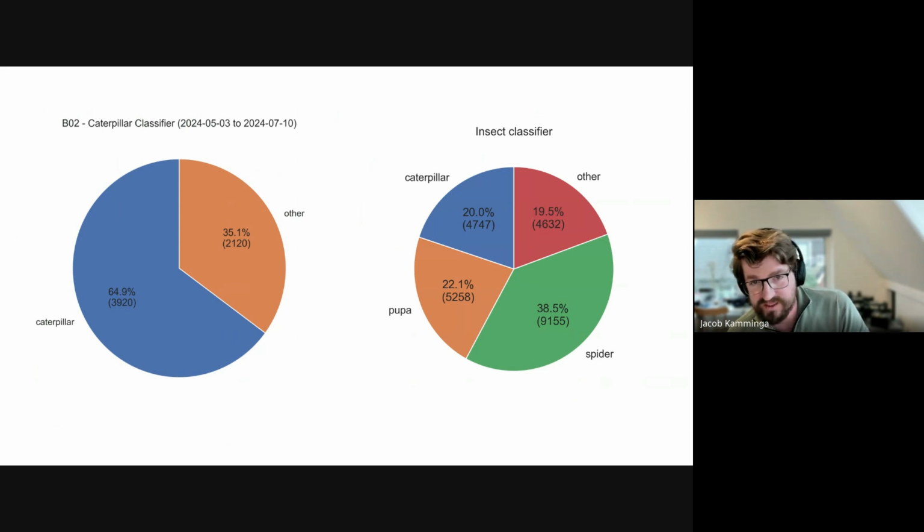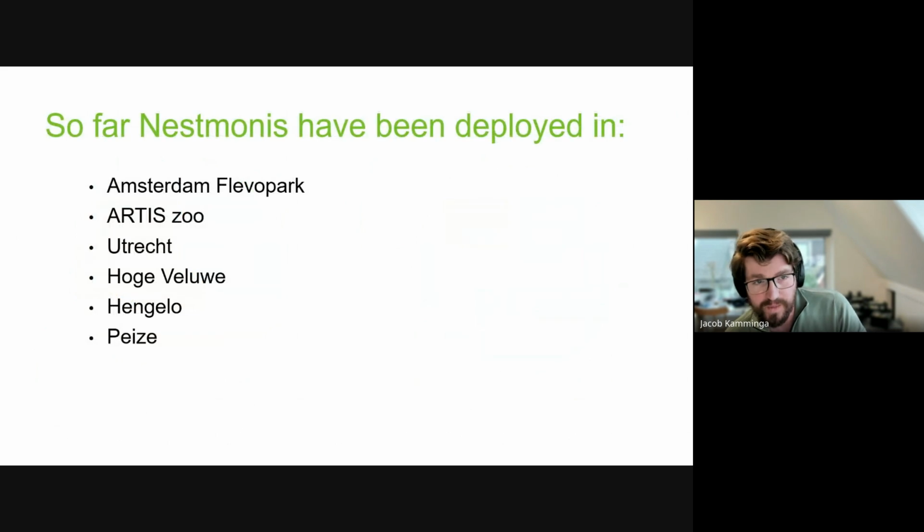And we are working on the insect classifier to get more and more fine-grained classification of the prey being brought in. So far, they have been used in the Amsterdam Flevo Park in Utrecht by Emily, but the MDS team has also deployed them at the Arctic Zoo in Amsterdam and at Hoge Veluwe in collaboration with the NEO. And we have deployed them with the county of Hengelo, and of course here in my backyard in Pijs as well.